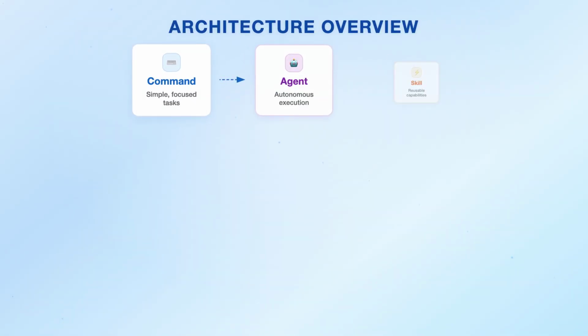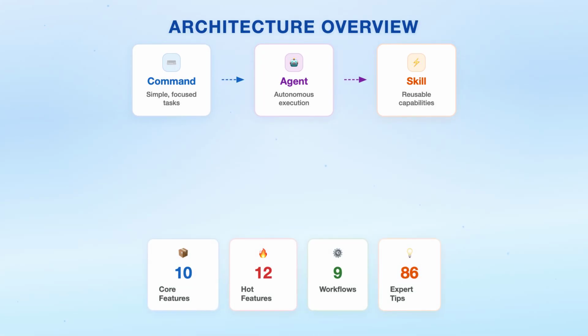This repo was built by Shan Raishan and documents comprehensive best practices, implementation patterns, and advanced techniques for Claude Code. The core architecture follows a simple pattern: commands trigger agents. Agents use skills. That's the foundation everything else builds on. It covers 10 core features, 12 hot features, 9 real world workflow frameworks, and 86 tips from community leaders.